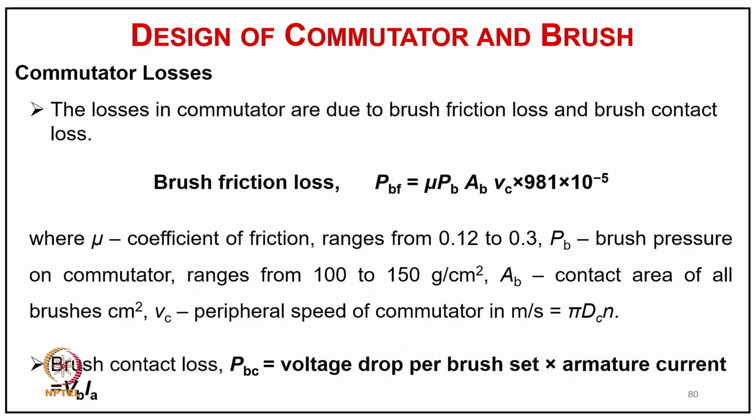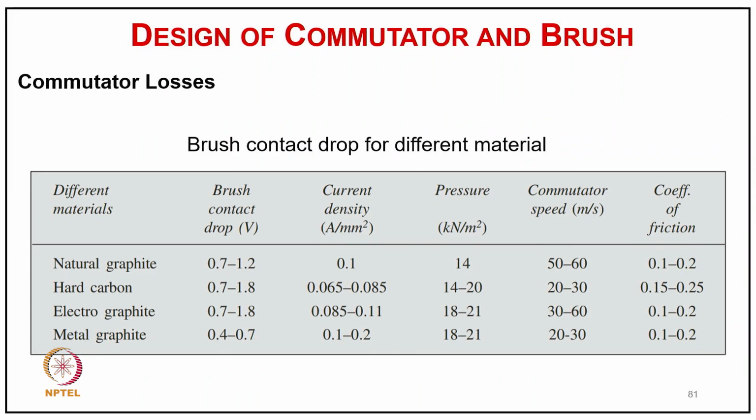So brush contact loss is equal to P_BC, that is the brush voltage drop per brush set into the armature current, that is ΔV_B I_A. Now coming to typical commutator loss calculation with the brush contact for different materials. If you have natural graphite, the brush contact voltage drop is 0.7 to 1.2, current density is 0.1 ampere per meter square, pressure is 14 kilonewton per meter square, and commutator speed is 50 to 60. So friction coefficient will be 0.1 to 0.2. Similarly, you can see for all the materials.